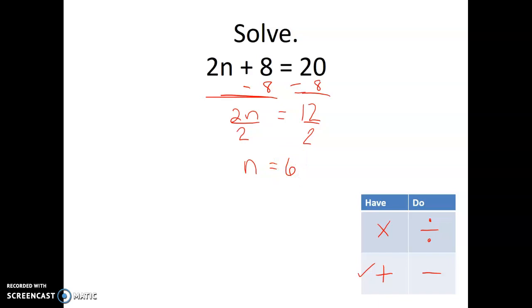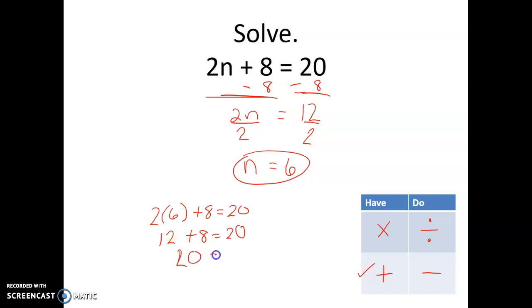Now, every time I solve an equation, once I say this is my solution, I need to check it to make sure I'm good. So what I'm going to do is substitute my solution back in. 2 times 6 plus 8 equals 20. So if that is in fact true, then I know I've solved it correctly. So I'm going to use the order of operations to evaluate. 2 times 6 is 12. Plus 8, does that equal 20? Well, 12 plus 8 is 20. So I know I've checked my answer and I've got a good solution.